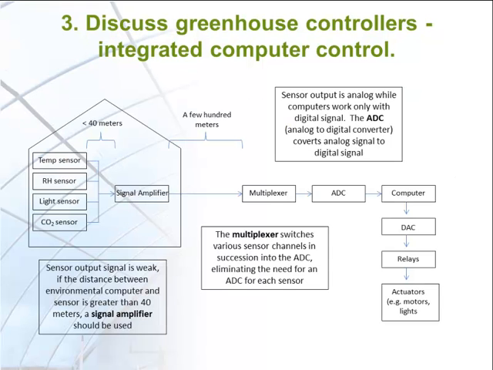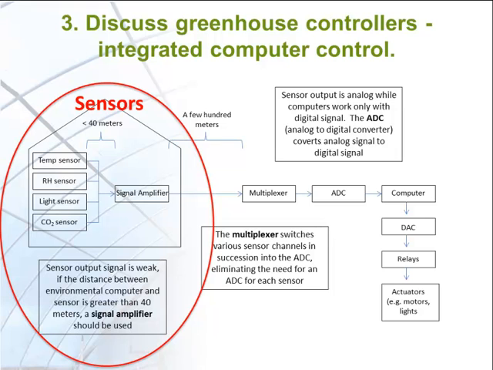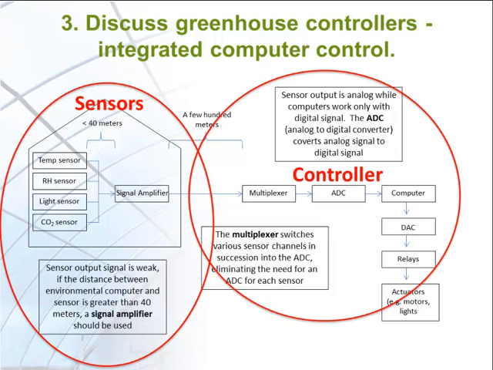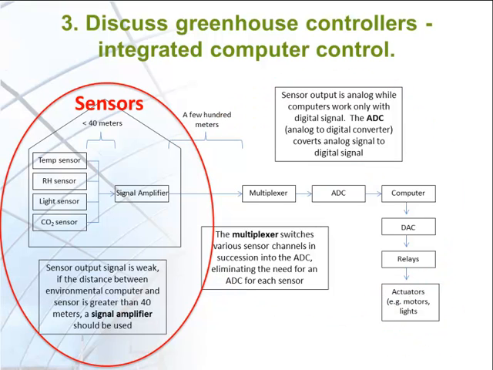This slide shows a schematic of how a digital data acquisition and control system works. As we have discussed earlier, there are three basic functional blocks: sensors, controller, and actuators. In the sensor block, we have discussed various types of sensors. In addition, I would like to add that sensor signals may need amplification for long-distance data transmission.